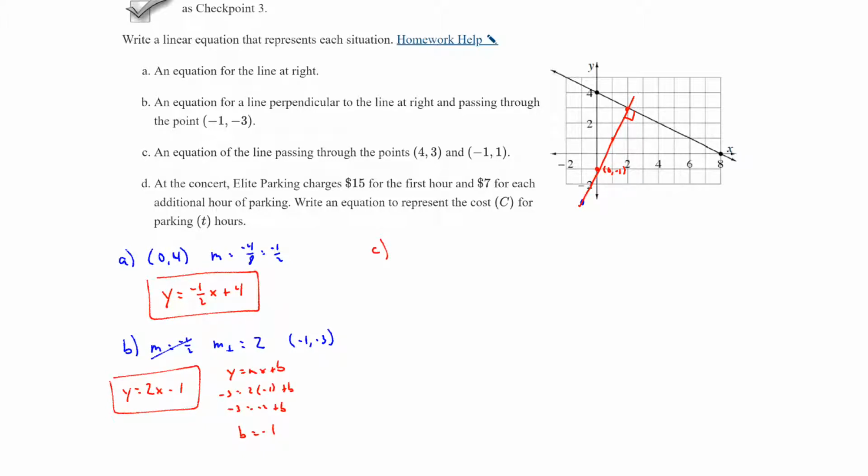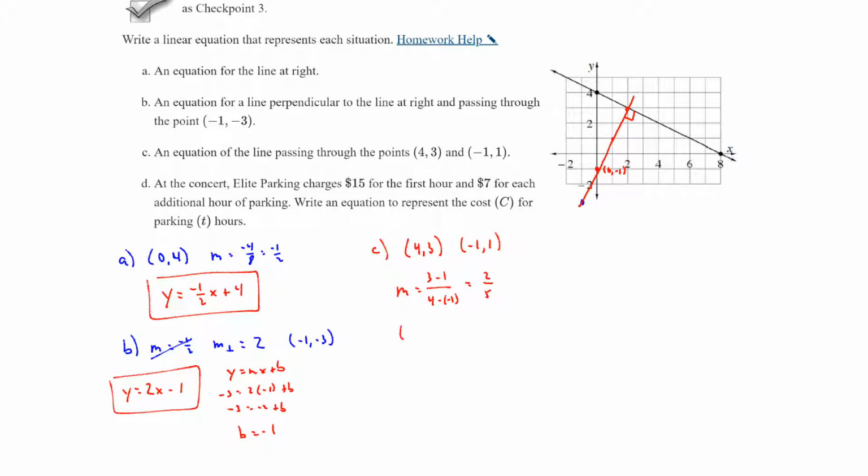All right, on to C. An equation of the line passing through the points. So this one has nothing to do with the graph. This is just saying if you have 2 points, can you write the equation of a line? So first we can find the slope, the change of y over the change of x. And if you want to use a table to do the same thing, that's fine. So it appears we're going to get a slope of 2/5.